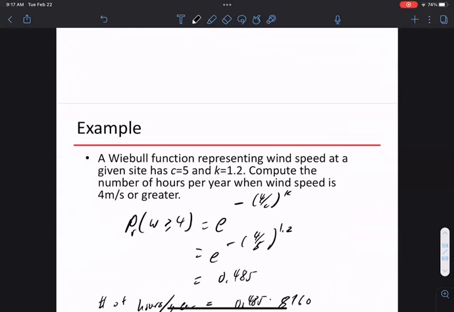Okay, so we covered three distributions. Weibull is a good thing to know because you do see this a lot in practice. You will see this quite a bit, and we'll see this kind of calculation.